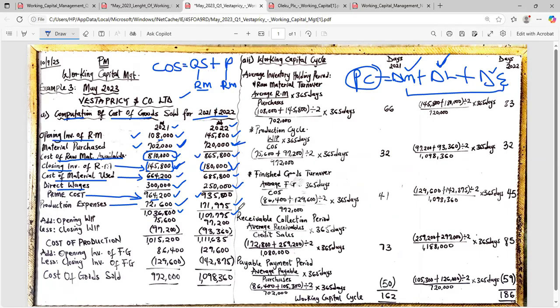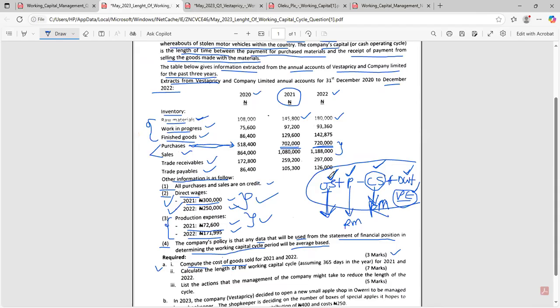Confirm that. Prime cost plus the production expenses. Confirm for 2021 and confirm for 2022, please. Confirmed. Okay. All right. So that's fine. That means that we are done, ladies and gentlemen. We are done with everything in this formula. So we have to repeat this formula again.